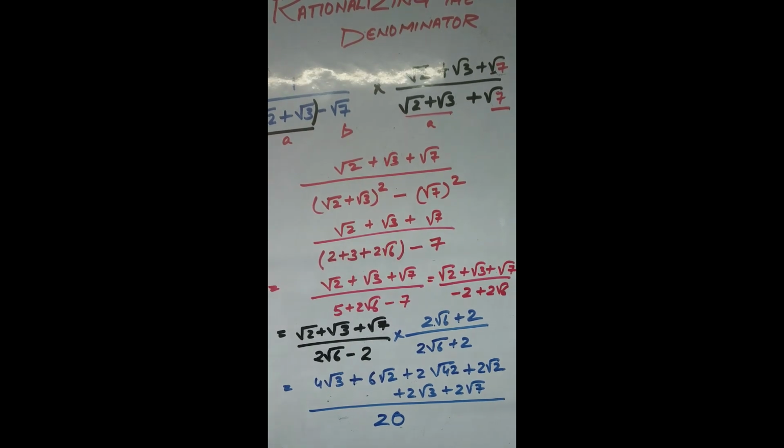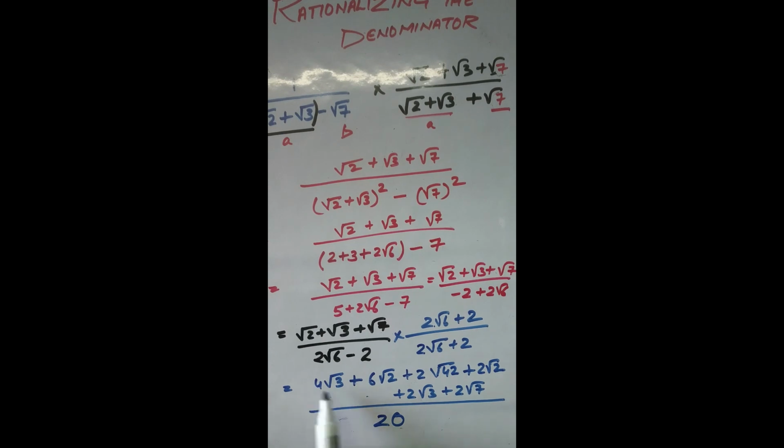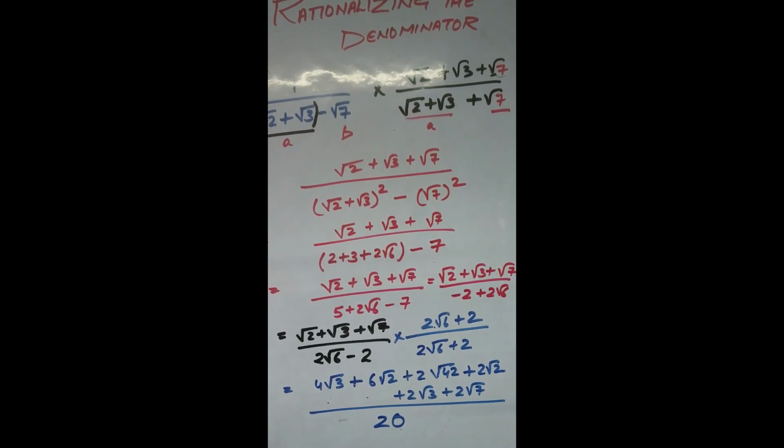Can we locate it on number line? Yes, this can be simplified first. 4 root 3 and 2 root 3 can become 6 root 3, and then 6 root 2 plus 2 root 2 will become 8 root 2. But the thing is, can we simplify it? Can we locate it on number line? Yes, we can. Okay, I don't have a space here, so I cannot write the answer. Yes, this can be located on number line, and this is the simplified form.